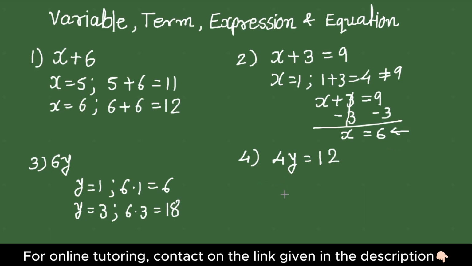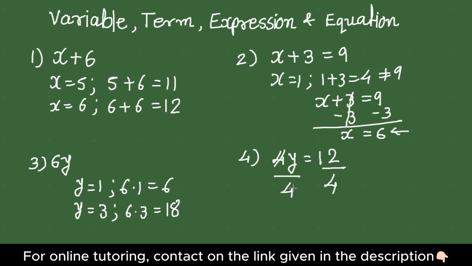Now let us talk about another equation: 4y is equal to 12. As I said earlier, you cannot assign different values to the variable in an equation. An equation has a specific solution for the variable. Between 4 and y there is a multiplication sign. So to remove 4, we will do exactly the opposite of multiplication, and the opposite of multiplication is division. So we will divide both sides by 4 to solve this equation.